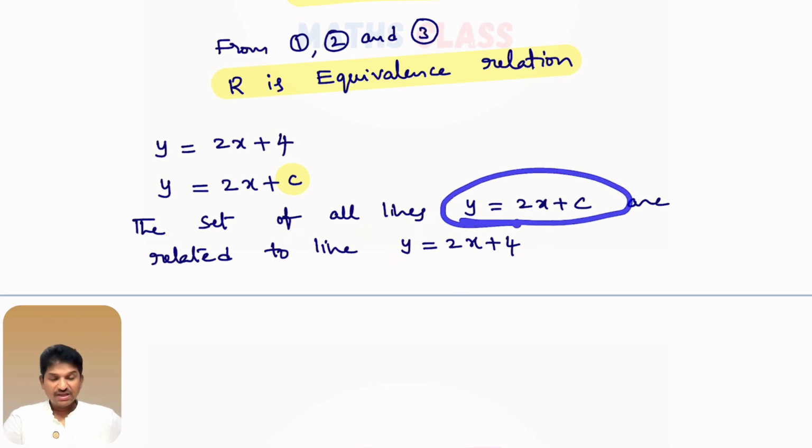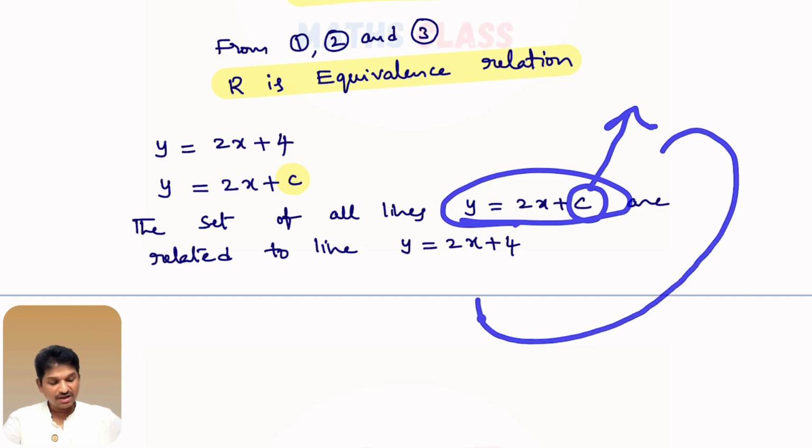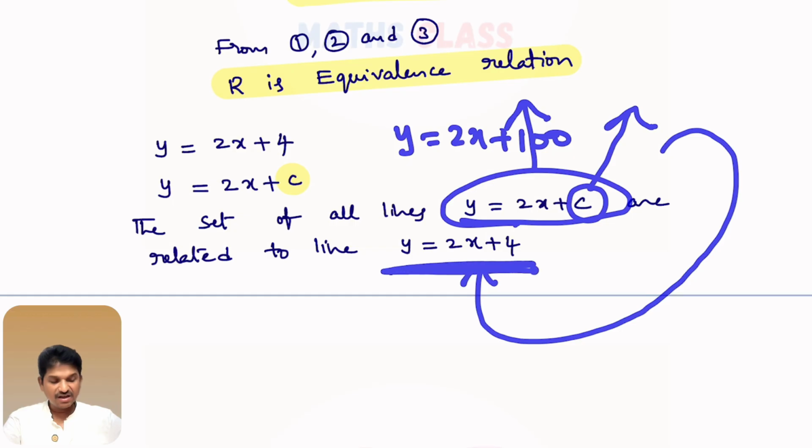This is not one line. This contains many lines. If I change the C value, I'll get different lines. Whatever lines we get from that, all those lines are related to this. Why am I saying all those lines are related to it? Because whatever line comes from this, suppose y equal to 2x plus 100, that line and this line are parallel. As per the relation, if two lines are parallel, they are related in this question, right?